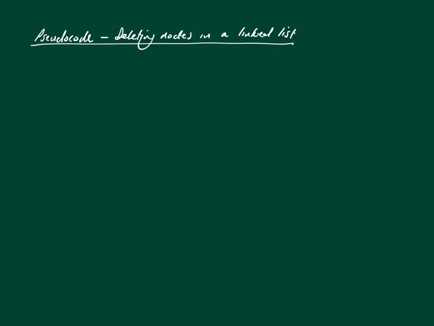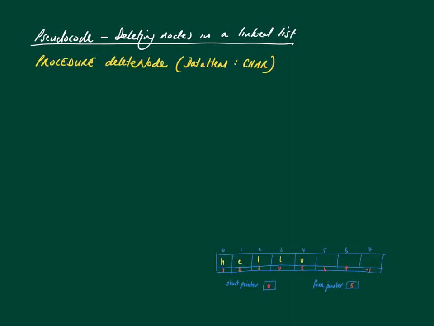In this section, we're going to create pseudocode which will allow us to delete a node from within a linked list. This is, again, an unordered linked list, and we're going to use the same example as we've used all the way through so far. So the first thing we need to do is explain the heading. Delete node takes in a parameter called data item, and that is the letter that we're looking for and we're going to delete when we find it.